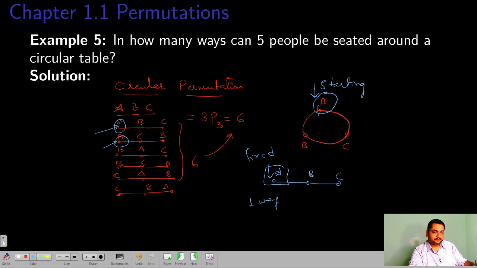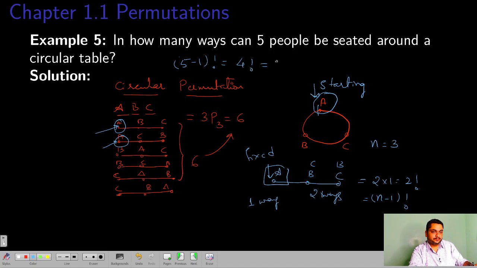Now, these two can be swapped, it can be BC or CB. So this can be done in two ways. So for circular permutations, what is the answer? They are arranged in circular permutation. There are three people. It is 2 into 1, or you can write 2 factorial. For example, in this case, n equals 3. If we generalize this, you will get n minus 1 factorial. For circular permutations, it is n minus 1 factorial. So for this, the answer is 5 minus 1 factorial, that is 4 factorial, equal to 24.